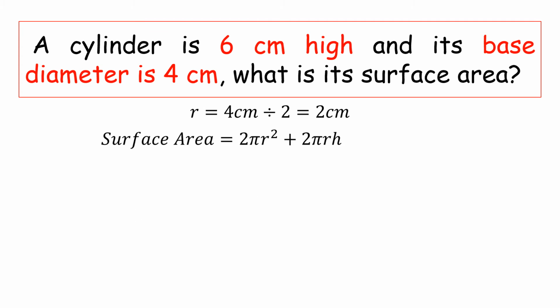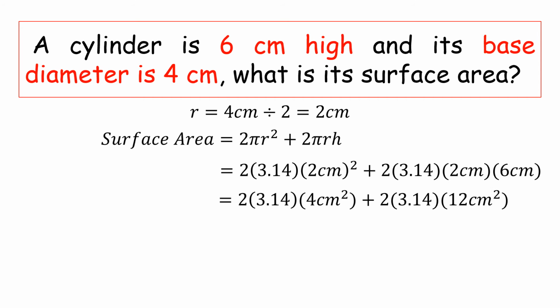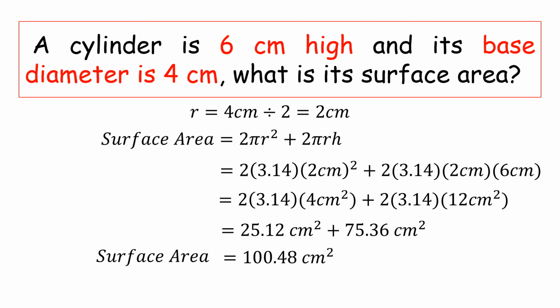Using the formula for the surface area of a cylinder, it is equal to 2 pi r squared plus 2 pi r h. Substituting all the values that we have, 2 times 3.14 times 2 centimeters squared plus 2 times 3.14 times 2 centimeters times 6 centimeters. Adding it up, it is equal to 100.48 square centimeters.